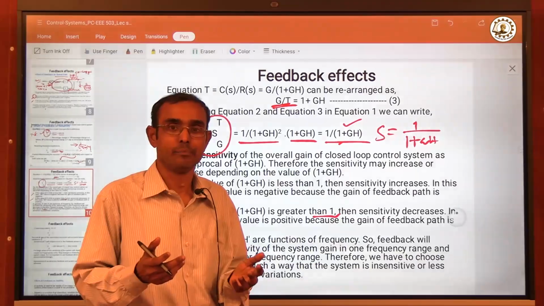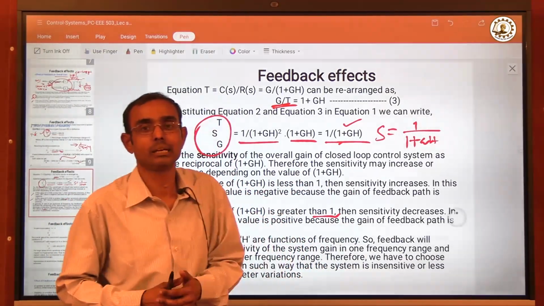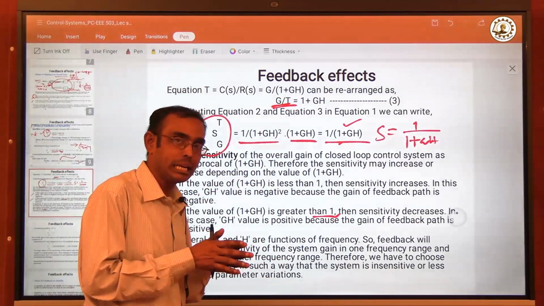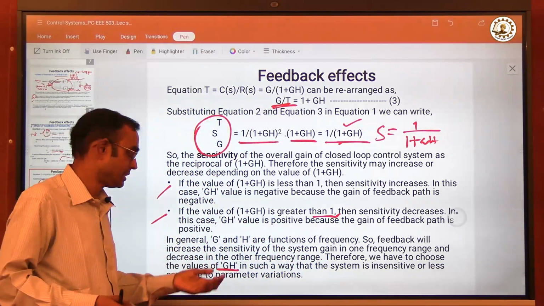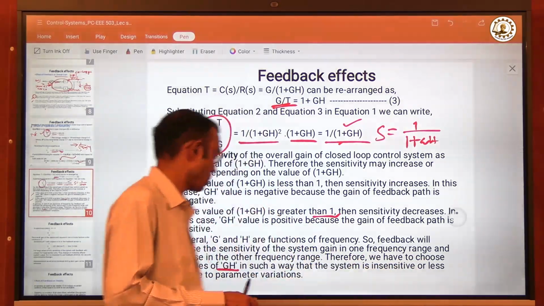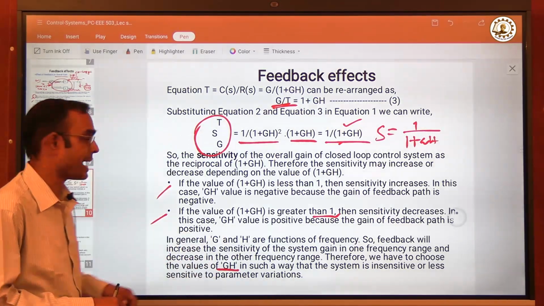That is the main idea, because if the system is oversensitive, it may create some difficulty in running the system. So the idea is that we should select g and h, using this analysis, in such a way that the system is insensitive or less sensitive to parameter variations.